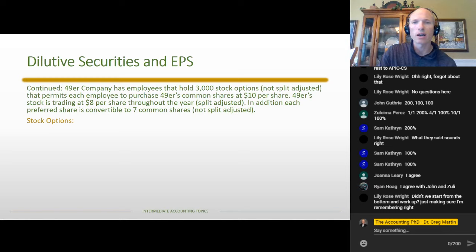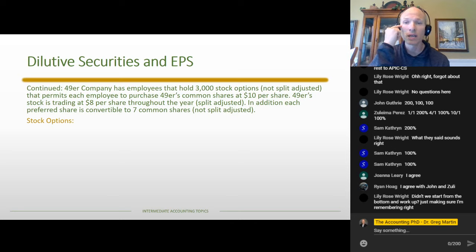Remember, for the stock options, we had to think about whether they are in the money or out of the money. We talk about the 3,000 stock options with an exercise price of 10. It's really important to note that that's not split adjusted. With the 2-for-1 split adjustment, instead of having 3,000 options at $10 per share, you'd have 6,000 options at $5 per share. Their exercise price of $5 per share is less than the market price of $8 per share. In that case, those options are in the money.